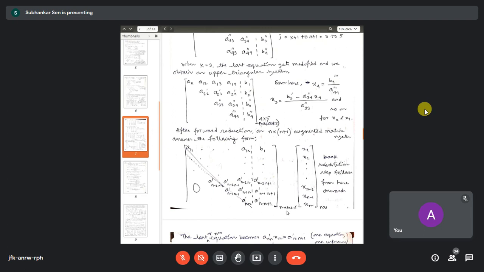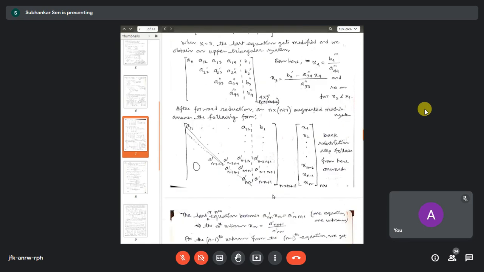The matrix size is n by n plus 1, and the unknown vector is xn minus 1, xn minus 2, etc. So this is the nth equation. This is the n minus 1th equation. This is the n minus 2th equation. The n minus 1th equation, if you look at how it is looking like, A dash n minus 1 xn minus 1 plus A dash n minus 1 n xn equals A dash n minus 1 n plus 1.